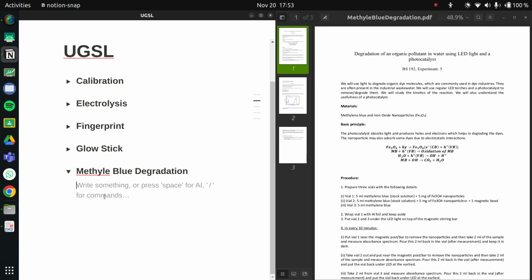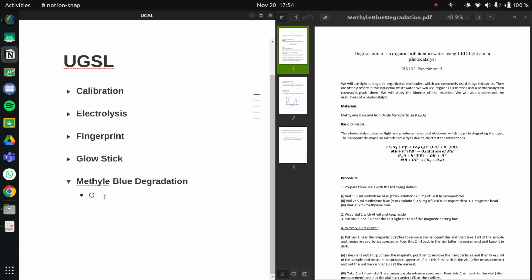Let's keep going. Okay, so we'll use light to degrade organic dye molecules, which are commonly used in dye industries. They are often present in industrial wastewater. We'll use regular LED torches and a photocatalyst to remove or degrade them. Okay.